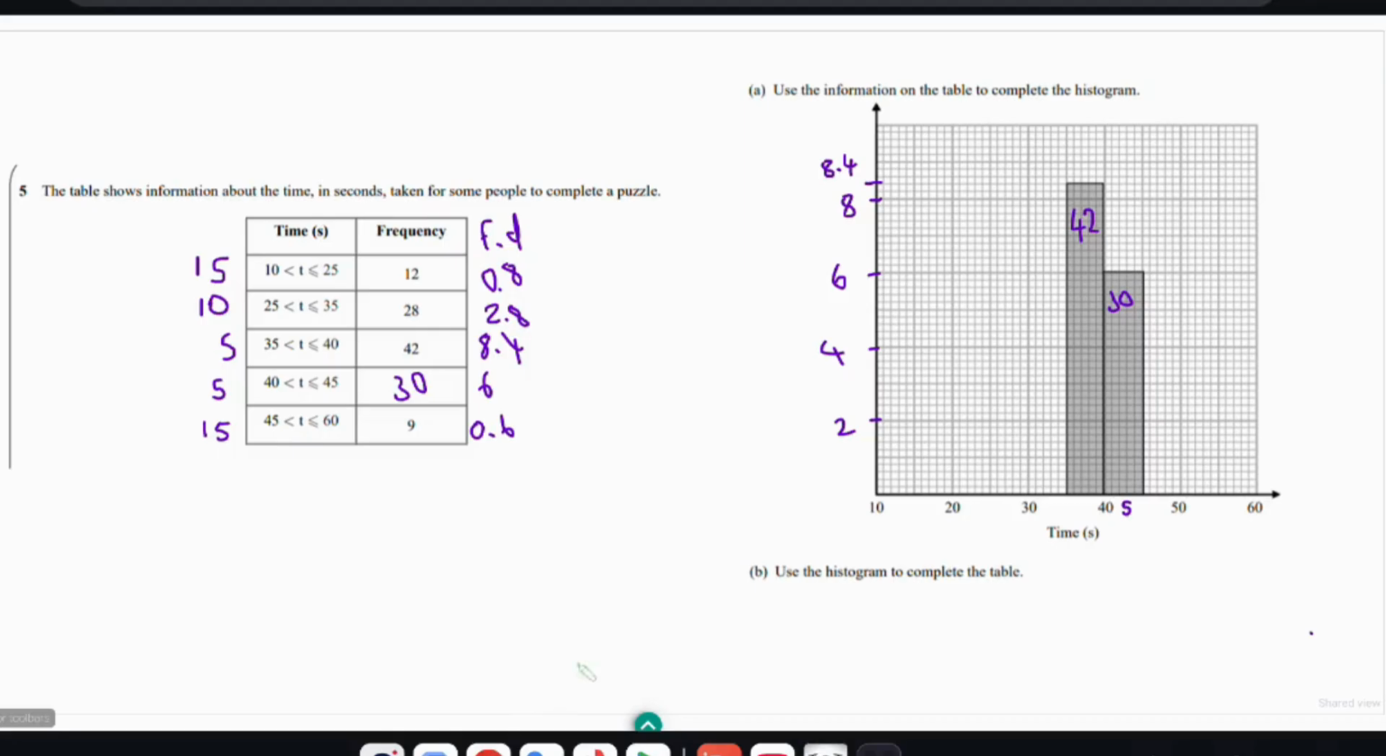So we have between 10 and 25, 0.8. 25 to 35, 2.8. 45 to 60, 0.6.